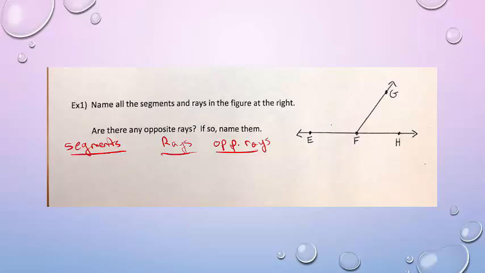So there's a lot of segments. Basically, anything that has two endpoints is a segment. So EF is a segment. There are endpoints at E and F. You could also say FH, segment FG, or even segment EH, because there is an endpoint at E and an endpoint at H, and I could draw a segment in between.